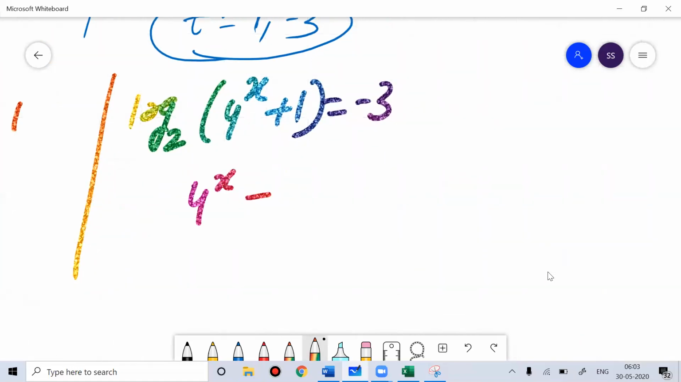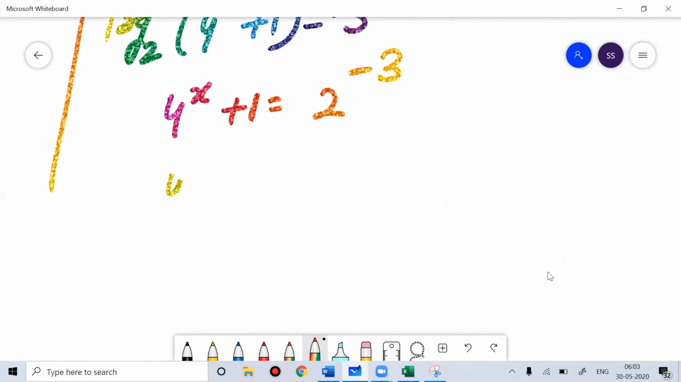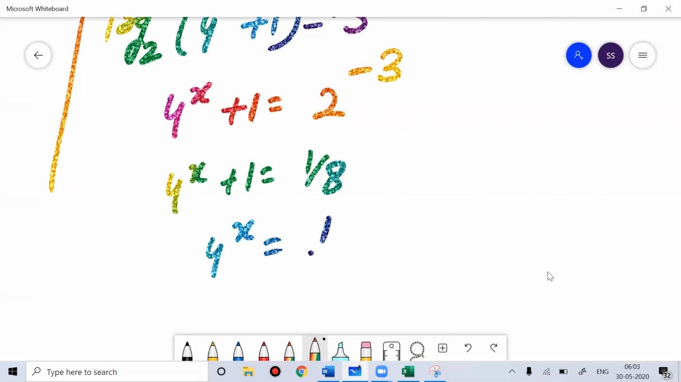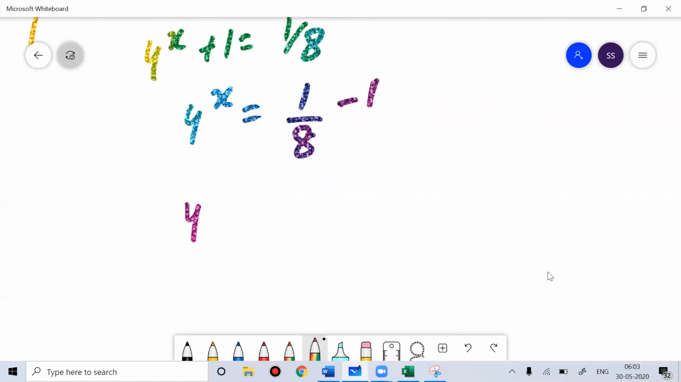4 to the power x plus 1 equals 2 to the power minus 3. 2 to the power 3 is 8, so 2 to the power minus 3 is 1 by 8. So I can write 4 to the power x plus 1 is 1 by 8. So I can write 4 to the power x is 1 by 8 minus 1. I can write 4 to the power x is equal to minus 7 by 8.